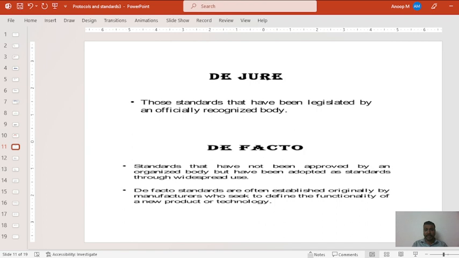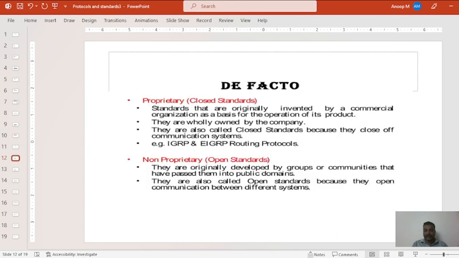So what is meant by de jure? There will be legislated standards which are officially recognized by a body, and this is known as de jure. As I told you already, de facto is by means of facts as well as convention, where we set some standards and it works like this. The de facto is divided into closed standards as well as open standards.